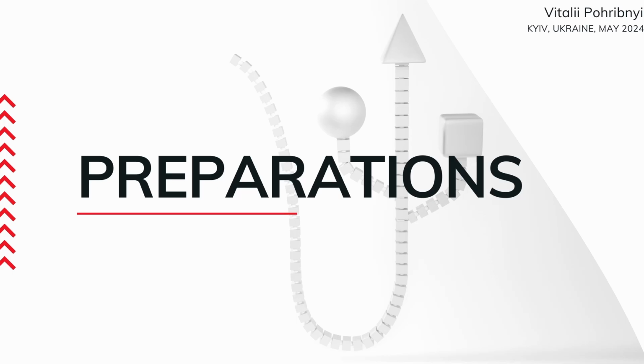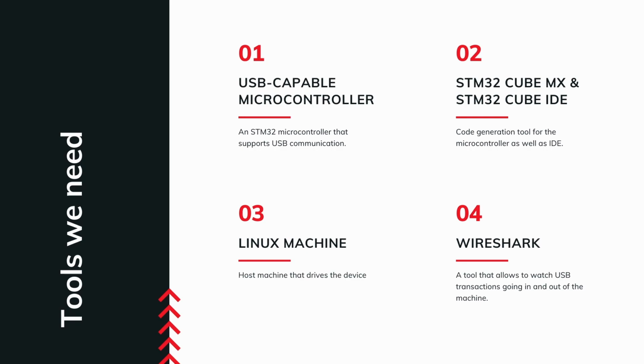Before we start coding the device, we have some preparations to make. First, we need a microcontroller that supports USB. I use a black pill development board with an STM32F401. Of course, we need an IDE to work in. I will use STM32Cube IDE and CubeMX code generator.